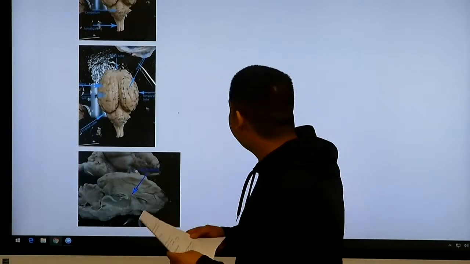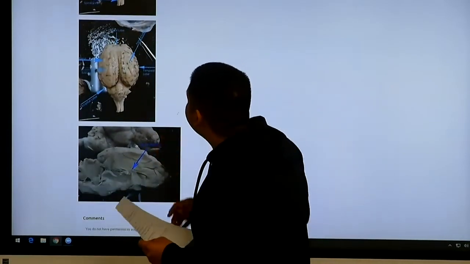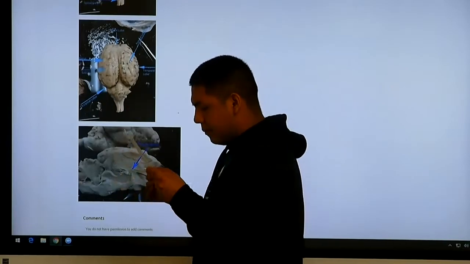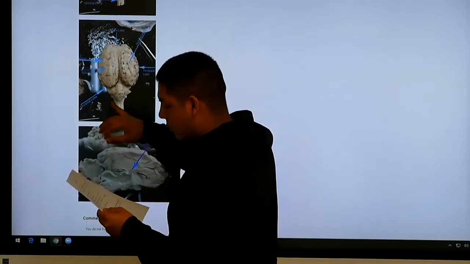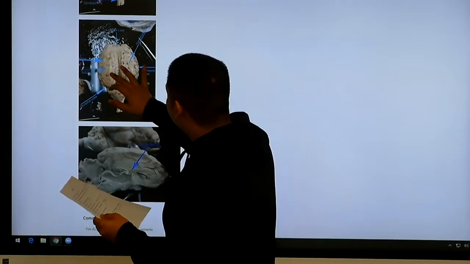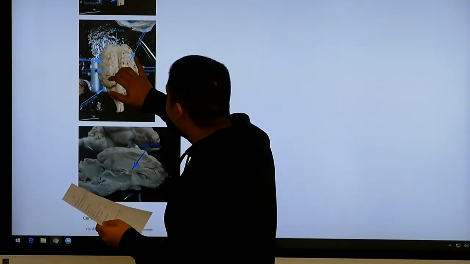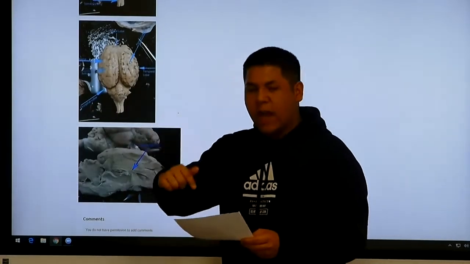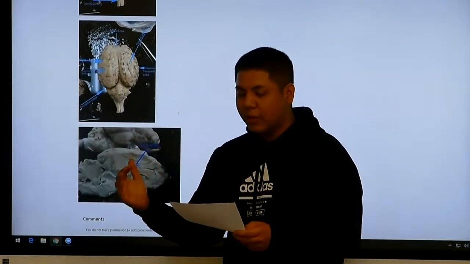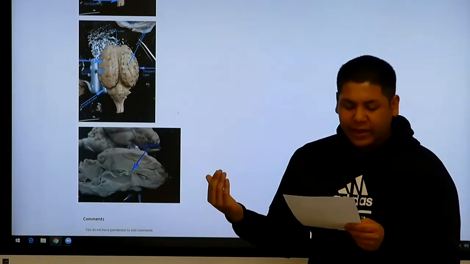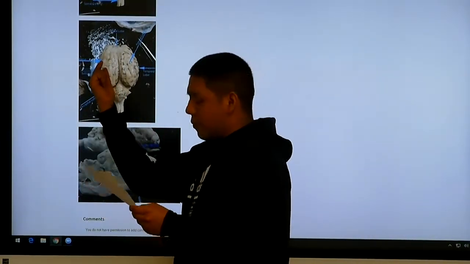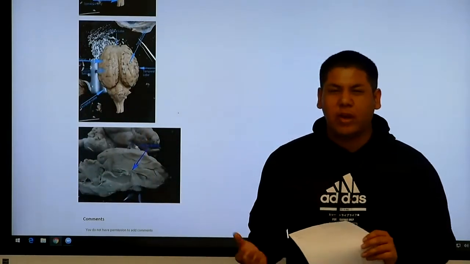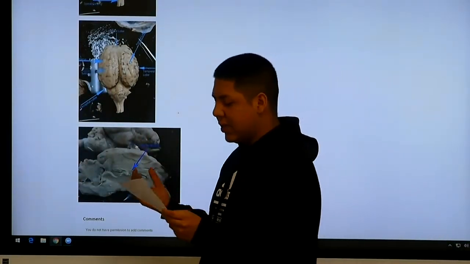And then the cracks in between the tissue in the brain are the sulcus, and then the top, which I think she described as the gray area, is the gyrus.